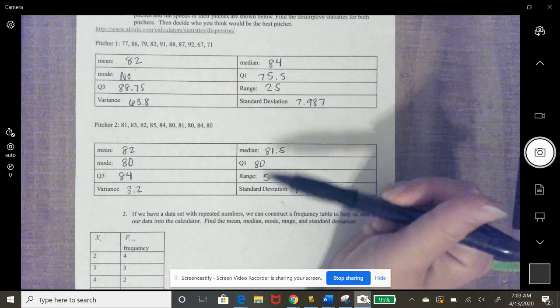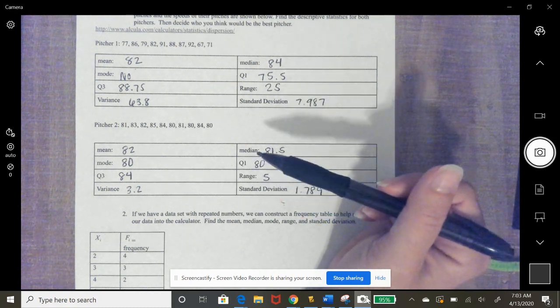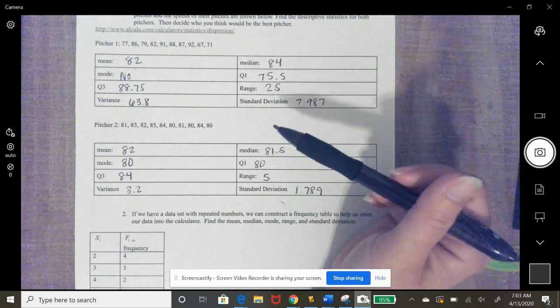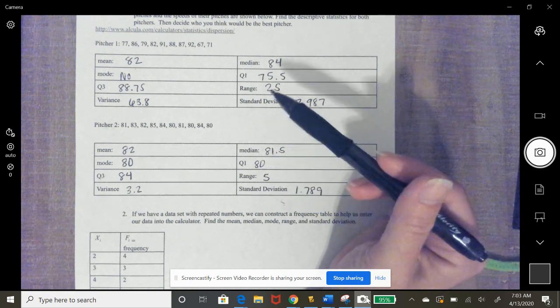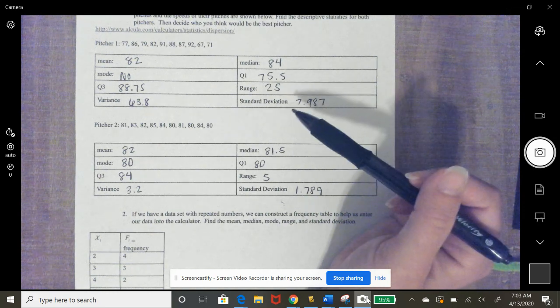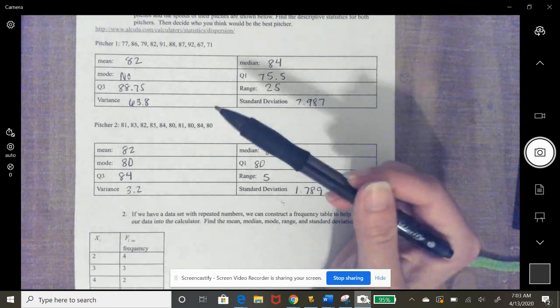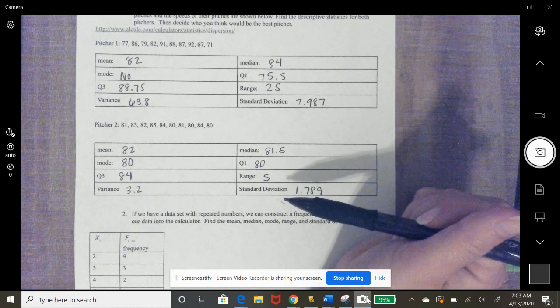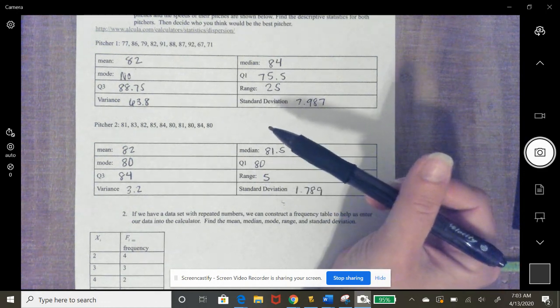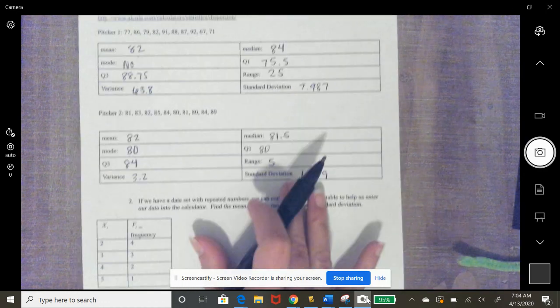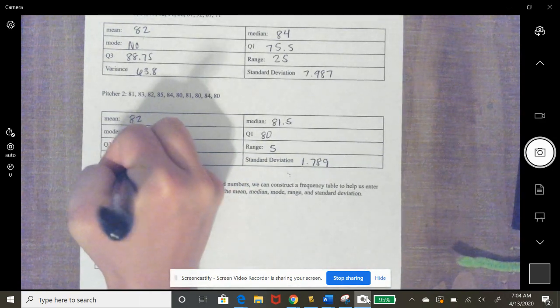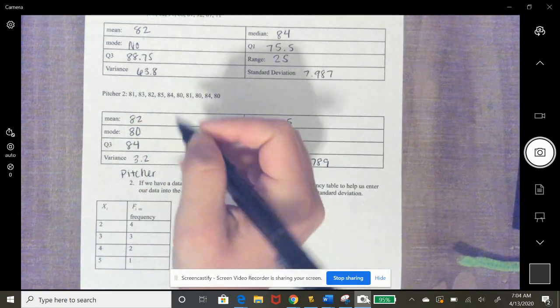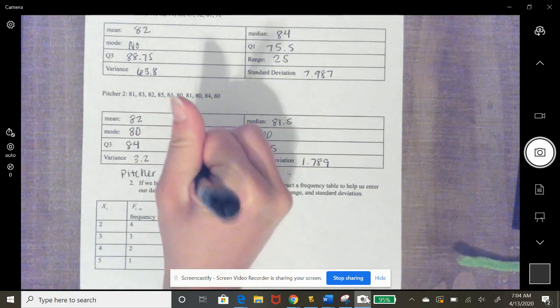So when we're talking about standard deviation, remember that's how spread out your data is, or how far away on average your points are from the mean. So for picture 1, his on average could be about 8 miles per hour away from the mean. In picture 2, his on average are only about 1.7 or 1.8 away from the mean. So picture 2 is way more consistent than picture 1. Okay, even though they have the same mean, if you're looking for consistency, then picture 2 would be more consistent.